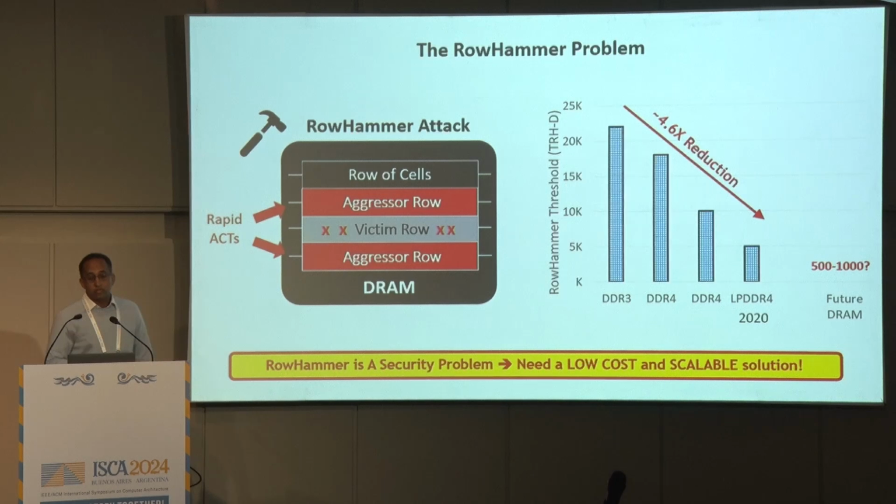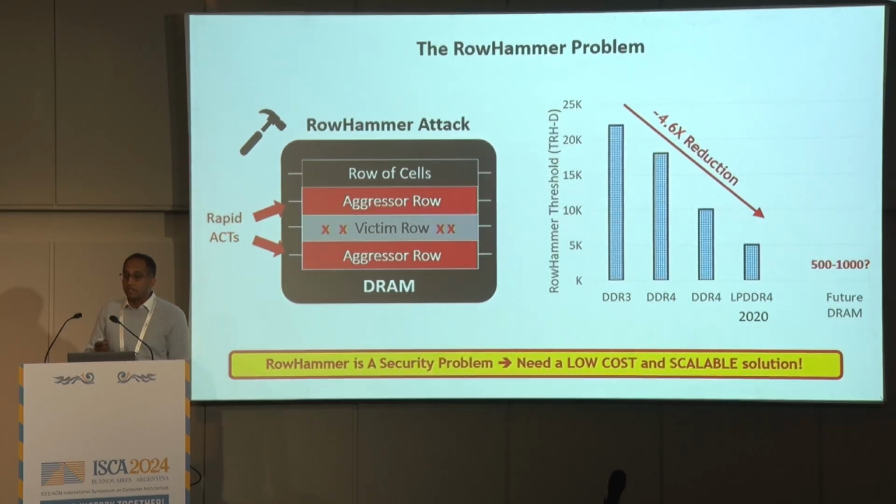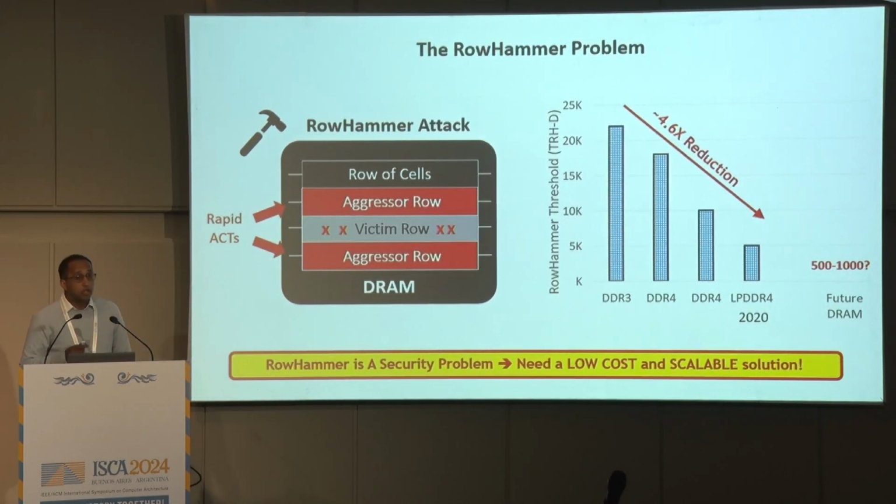So what exactly is Rowhammer? Well, Rowhammer is a phenomenon where frequent accesses to DRAM rows, called aggressor rows, cause bit flips in victim rows that are physically adjacent to it. The Rowhammer threshold, which is the number of activations required to flip bits, is reducing with each generation. With current trends, Rowhammer is not just a security problem, but it is also a reliability problem, and we desire a low-cost and scalable solution to address Rowhammer.